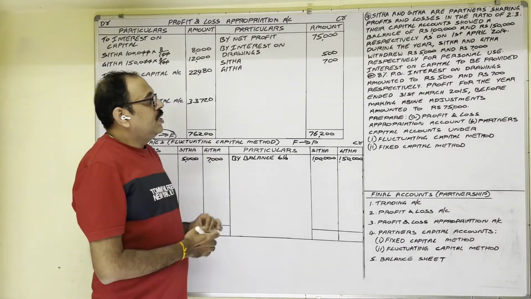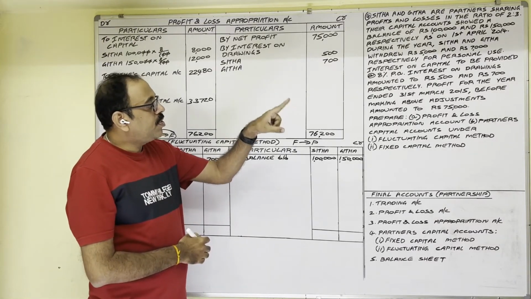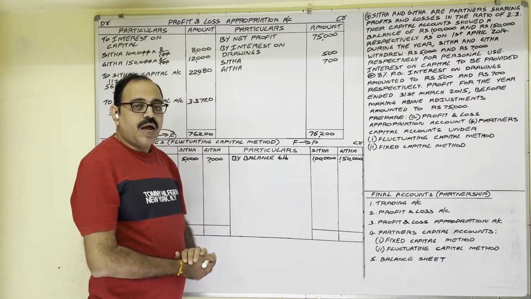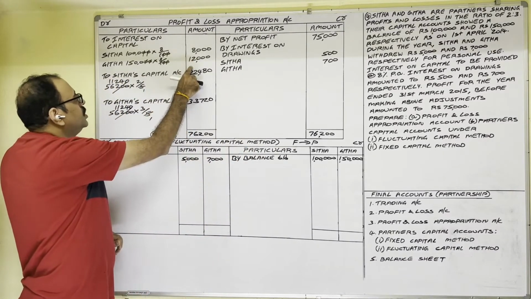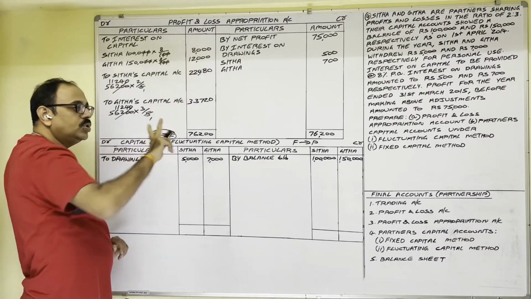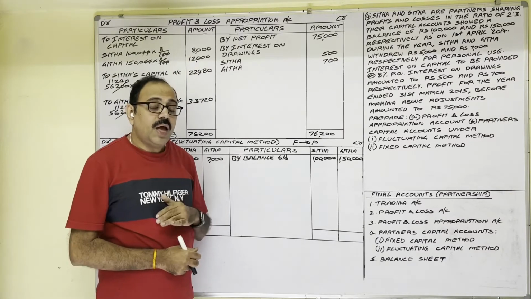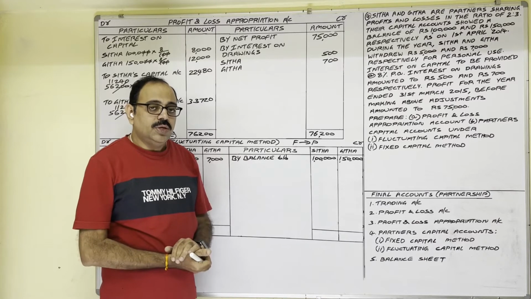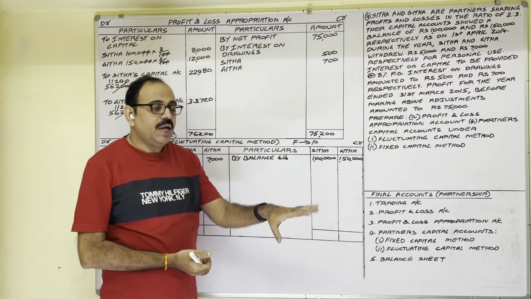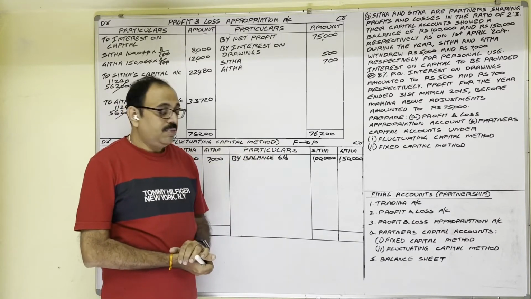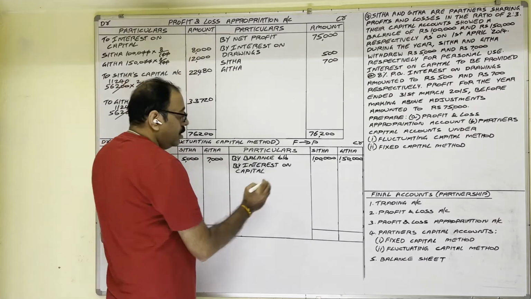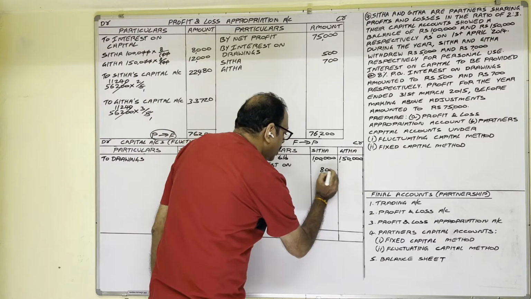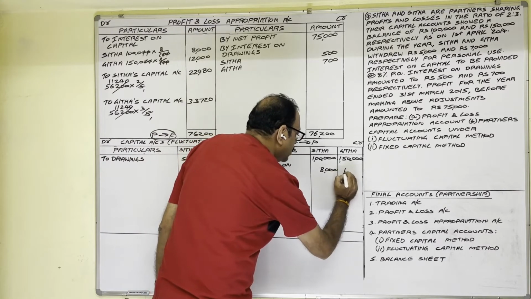Continuation. Interest on capital to be provided at the rate of 8% per annum. Interest on capitals we have calculated here now. So interest on capital, who should pay to whom? The firm has to pay to the partner. So the firm has to pay the partner at the time of retirement. Means interest on capital, we should take on the credit side. Sita 8,000 rupees, Geeta 12,000 rupees.